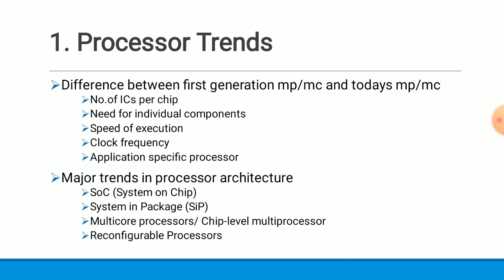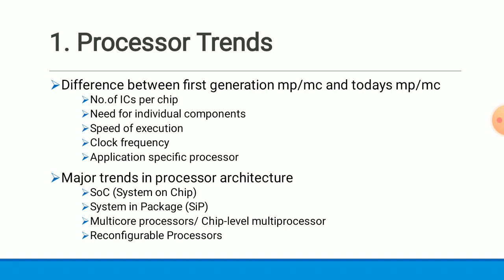Then application specific processors. In older days we used general purpose processors for embedded computing, but nowadays it is possible to custom create a processor according to a product requirement. So these are the main differences between first generation microprocessors and today's: the number of ICs per chip, need for individual components, speed of execution, clock frequency and application specific processors.